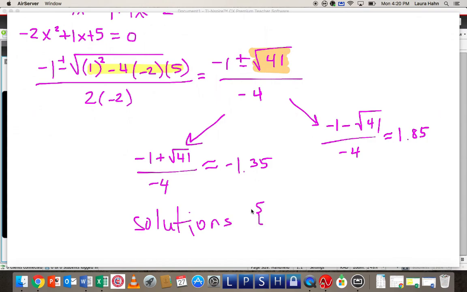So I know it's going to touch the x-axis at negative 1.35, and then again at 1.85.